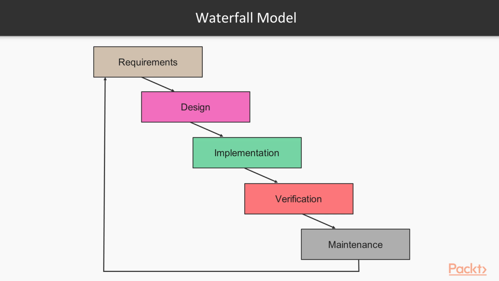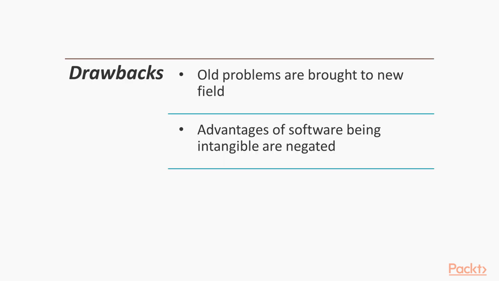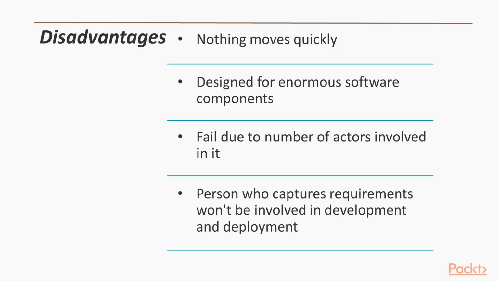This model is traditionally known as waterfall, and it is borrowed from traditional industrial pipelines where things happen in very well-defined order and stages. Engineers tried to retrofit the practices from the traditional industry to software, which, while a good idea, has some drawbacks. Old problems are brought to a new field. The advantages of software being intangible are negated. With waterfall, we have a big problem.